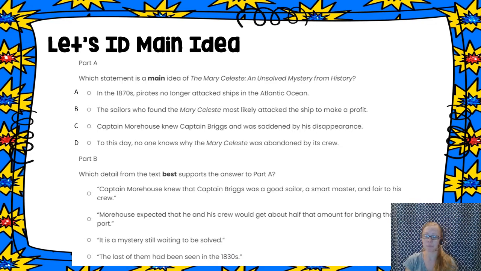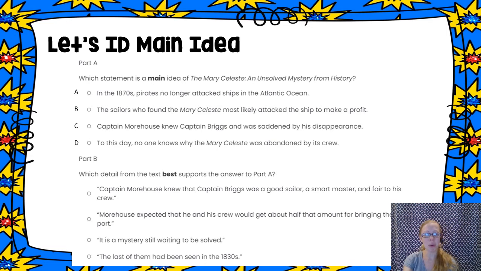the 1830s. Well, since we decided our main idea was that to this day no one knows why the Mary Celeste was abandoned, then we're looking for a detail that's going to support that idea, that nobody knows what happened. So the third choice from Part B, the quote that says, "It is a mystery still waiting to be solved," best supports our main idea because that detail helps us to know that this mystery is one that has baffled people for many, many years.